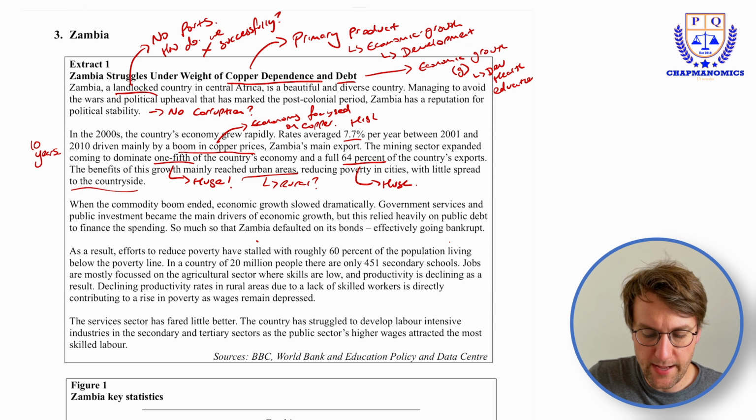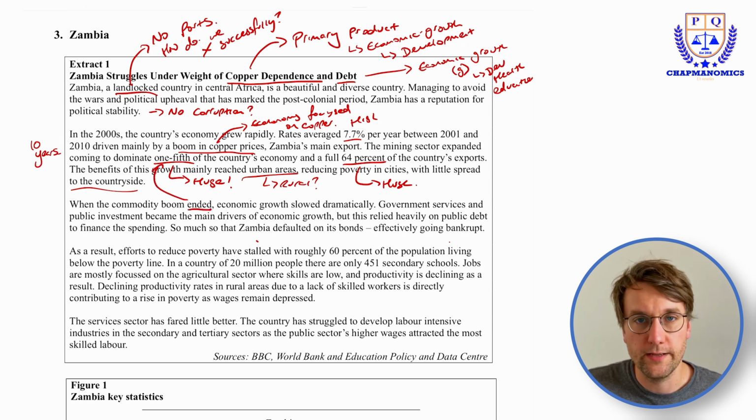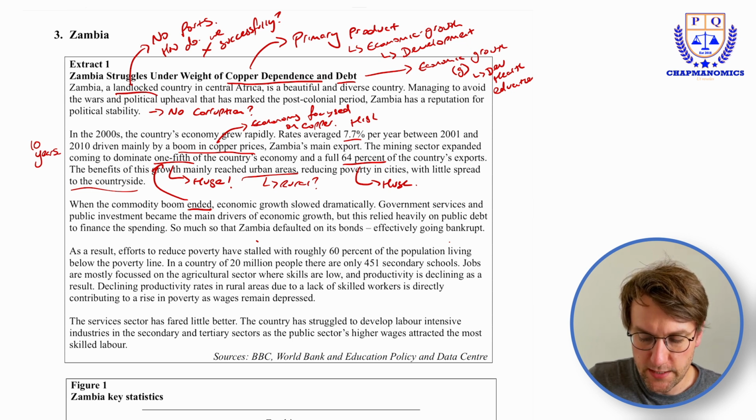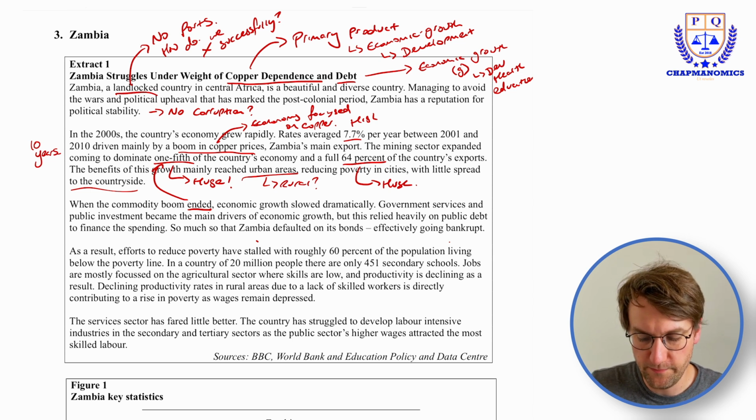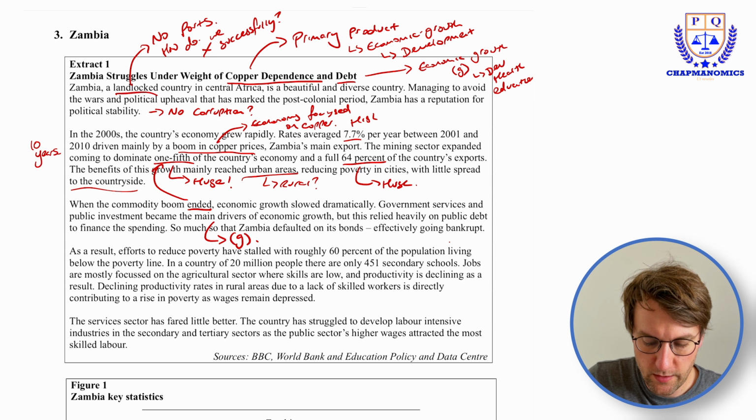When the commodity boom ended, oh dear. So if this ended, then 1/5 of the economy is starting to really struggle. And 64% of the country's exports are starting to struggle too. It's probably not going brilliantly well for them. So economic growth slowed dramatically, just as we thought. Government services and public investment became the main drivers of economic growth. So G increased rather than potentially X.